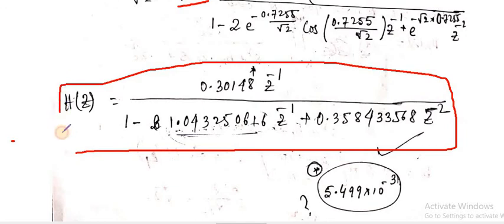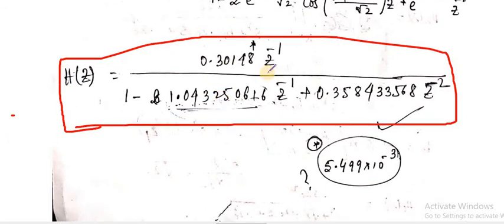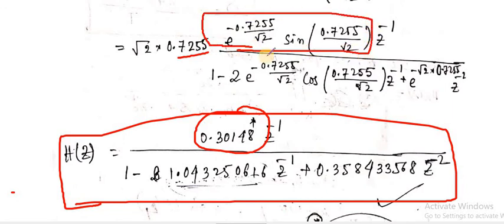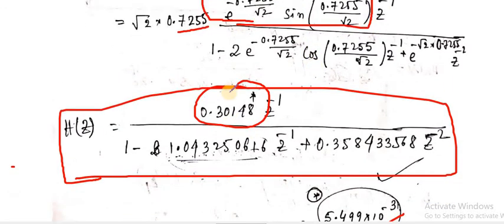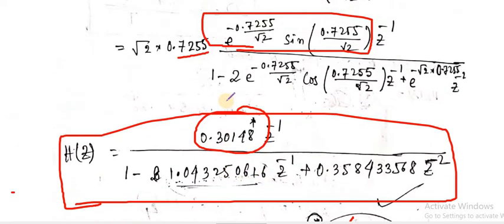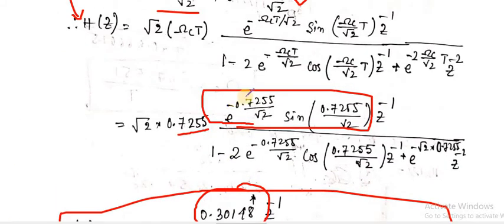This is the final H of z. Okay, there is some confusion over this value. Maybe the value is coming this way. Please use your calculator to find out this value, and get back to me whether this is right or this is right. I think this one is right, so I wrote it here. Please do the calculation on your own.